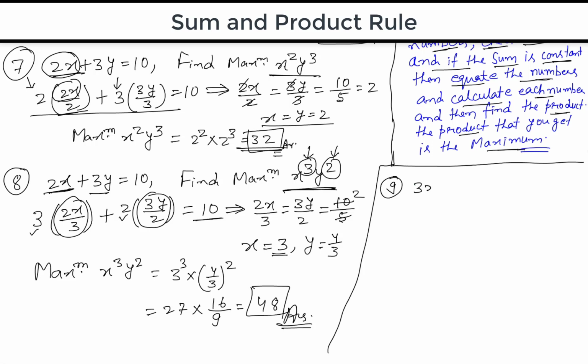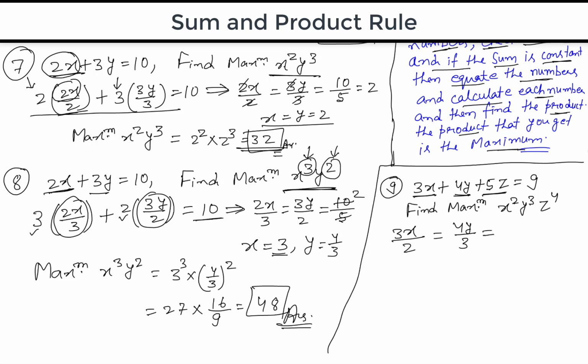If I have 3x plus 4y plus 5z equal to 9, find the maximum value of the product, and I'll do it really fast, x square y cube z to the power 4. How do I do that? Straight away. Can I directly start like this? 3x divided by the power of x, which is 2, equal to 4y divided by the power of 3. Do I need to write anything else? Think about it. 5z divided by 4.